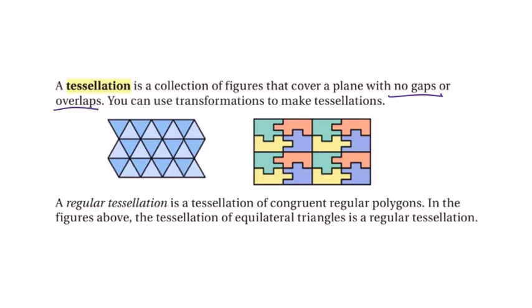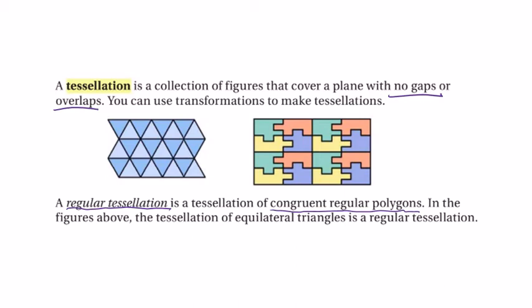You can use transformations to make tessellations. A regular tessellation is a tessellation of congruent regular polygons. So they do have to be congruent, regular, and polygons. In the figures above, the tessellation of the equilateral triangles is a regular tessellation. Notice that all those triangles, even though they're different shades of blue, are congruent.